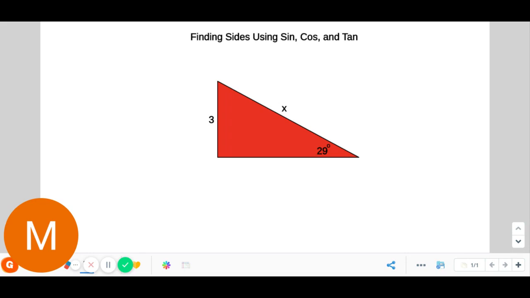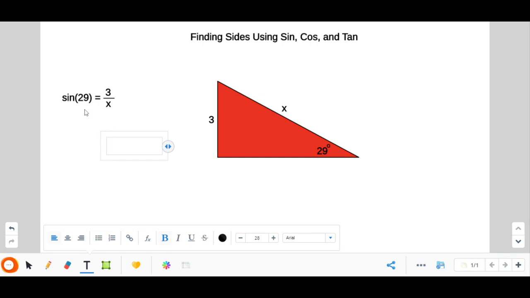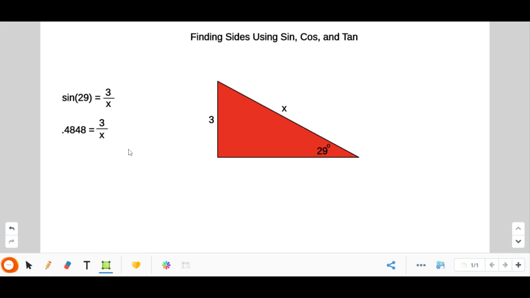We have 29 degrees, and we can see that the opposite side is 3 and the hypotenuse is x. So since we're dealing with opposite and hypotenuse, we're going to be using sine. So setting up the equation, we get sine of 29 equals 3 over x, because the sine of 29 is the opposite, which is 3, over the hypotenuse, which is x. Sine of 29 is 0.4848, so we have 0.4848 equals 3 over x.